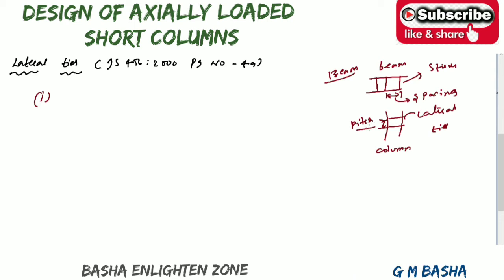So we are producing the same mild steel and same HYSD bar only, but the terminology will be different here. In the beams it is called stirrup, here it is called lateral ties. So the conditions will be different in the column and the conditions will be different in the beam. I am just telling it in a logical way here.